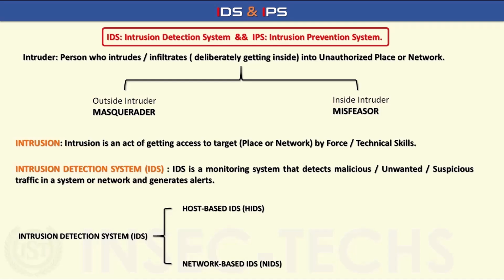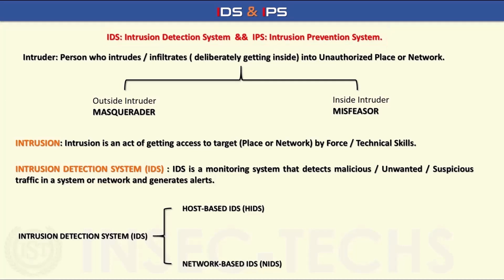Next we have IDS and IPS. IDS stands for Intrusion Detection System and IPS stands for Intrusion Prevention System. Before talking about IDS and IPS, you should know who an intruder is. In the first module, you already learned who the intruder is. An intruder is a person who intrudes or infiltrates, deliberately getting unauthorized access to a target, which could be a network or a system. With respect to a corporate environment or your home systems, an outside intruder is called a masquerader. He has no access to our computers or our network resources.